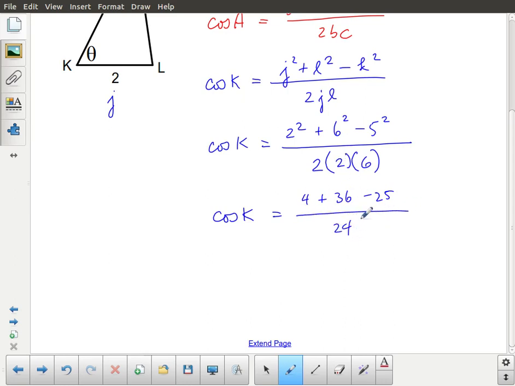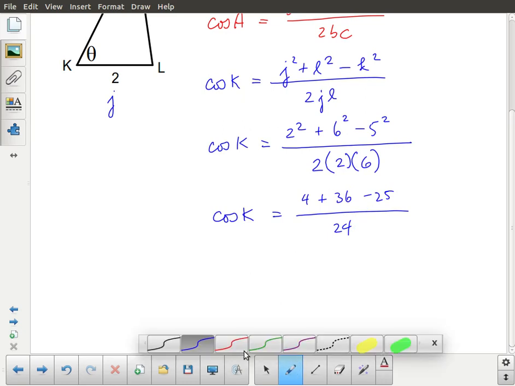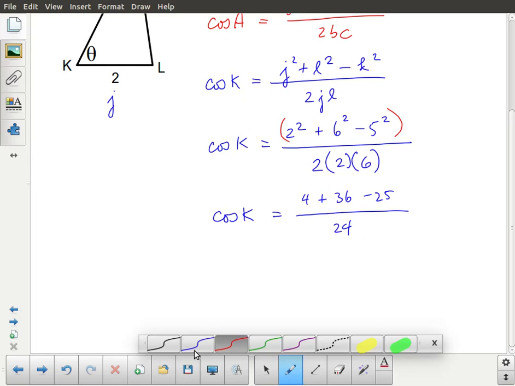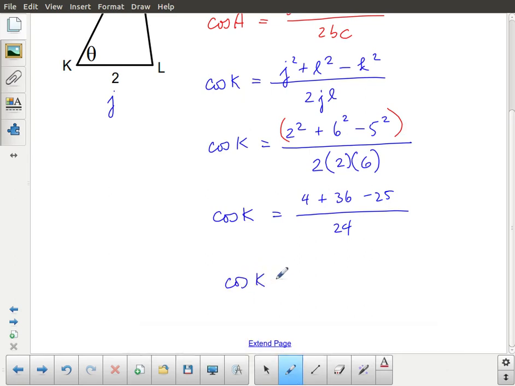Now, if your mental arithmetic is not good, then it might be a better idea for you to go straight to your calculator. If you're going to go straight to your calculator, remember that you have to use brackets to impose order of operations on these things. Cosine of the angle K, that's going to be 40 minus 25, which is 15 over 24, which means K is the inverse cosine of this thing. So inverse cosine of 15 divided by 24, and that equals 51.3 degrees. And since I don't have any more calculations to do in this case, then that would be fine.